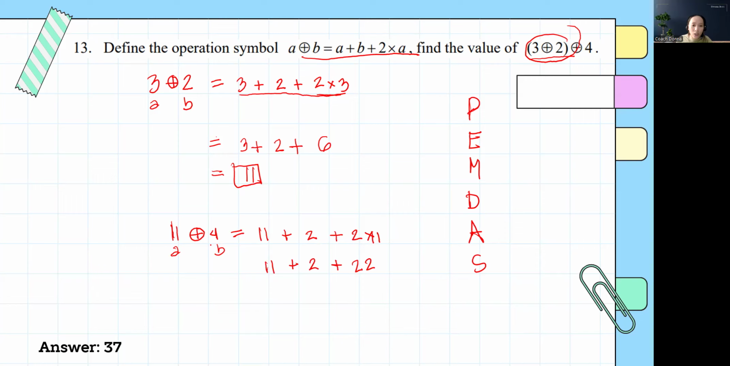Ay, sorry, it's not supposed to be 2. It's supposed to be 4. Let me just change it: 11 plus 4, because this is 4 right here. So that's why our B should also be 4. 11 plus 4 plus 2 times 11. 22 plus 11, that's 33, plus 4, that's 37. Okay, this is how we get our answer.